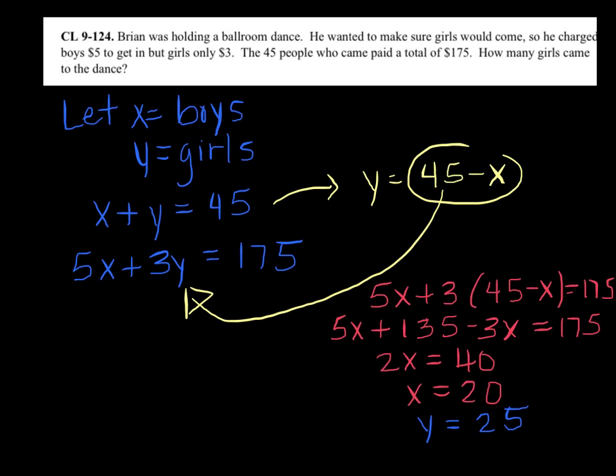Here's our system of equations. If you wanted to use elimination, you could by making this a 5 and subtracting these, but this would also have to be a 5, and so would this. Another way to do this is using substitution.